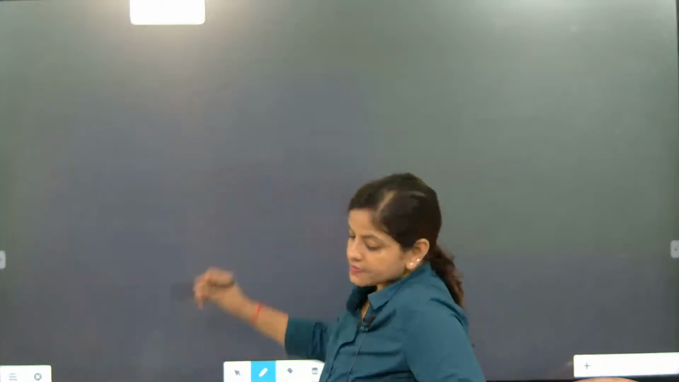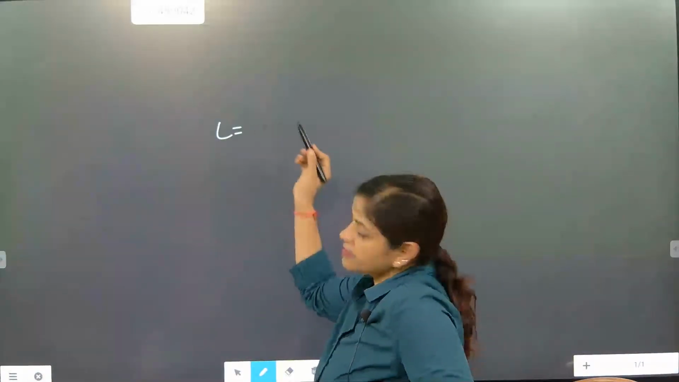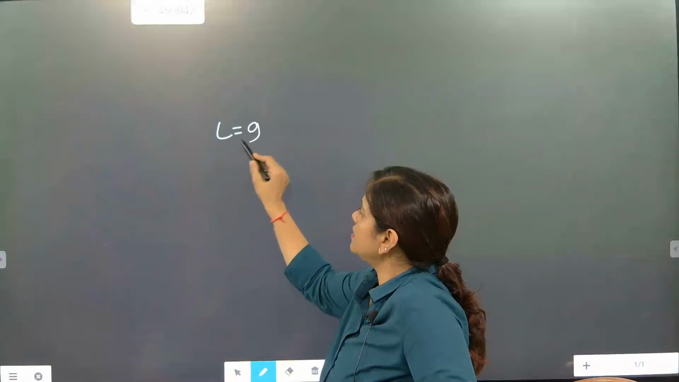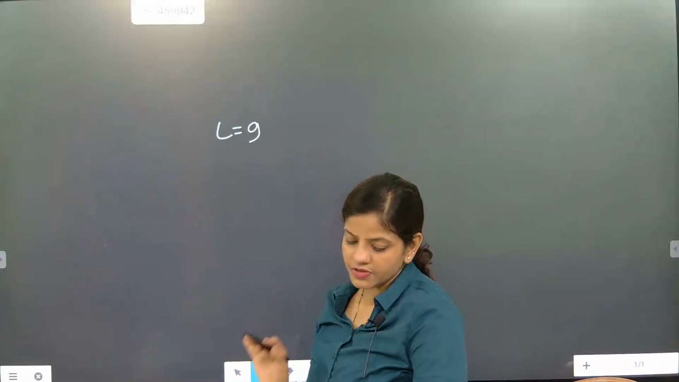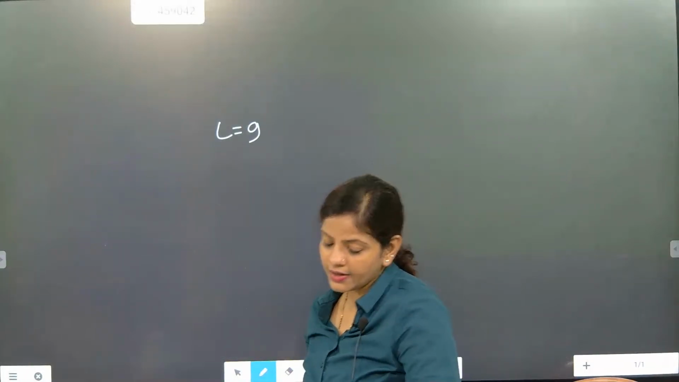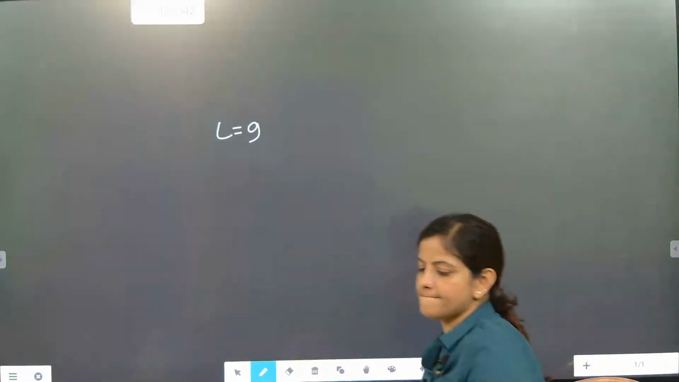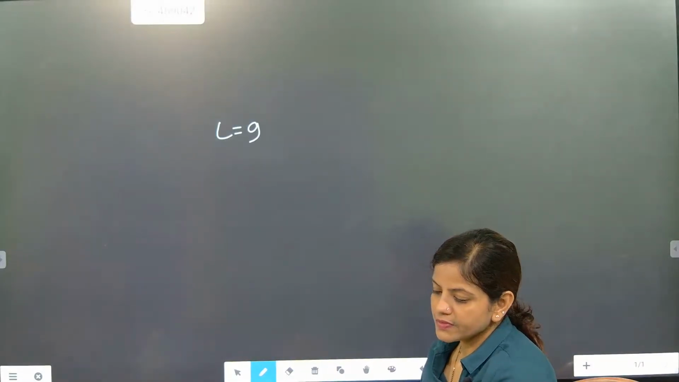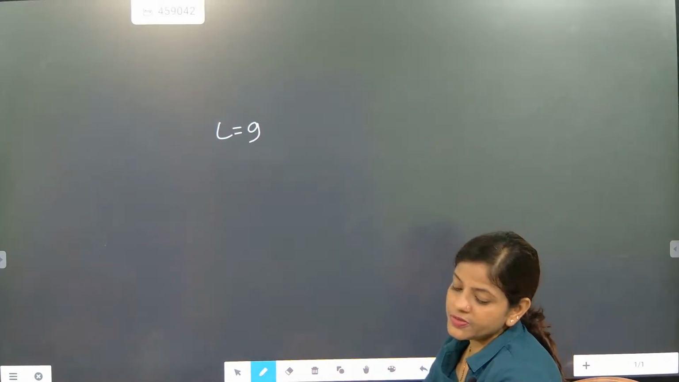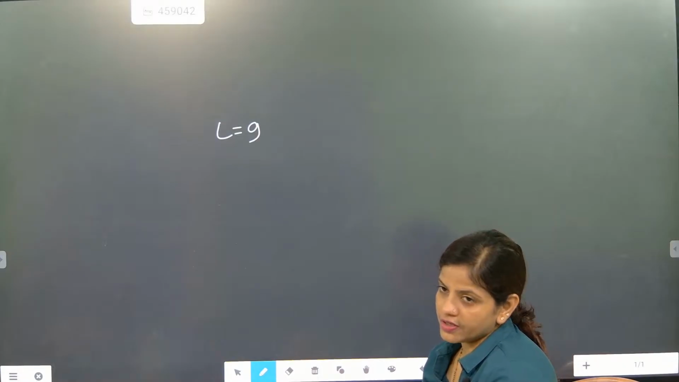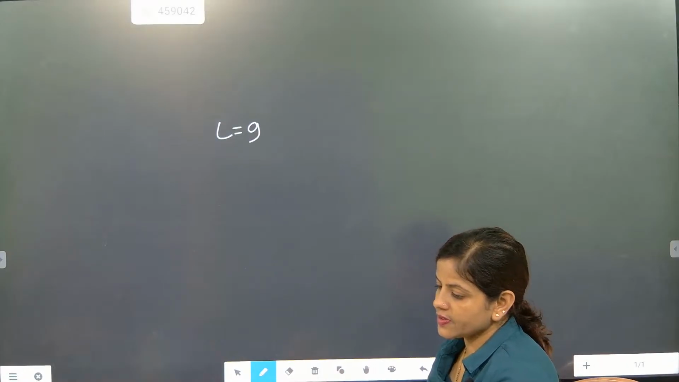So if the latus rectum is given to you, latus rectum is given to you as 9. Okay. Latus rectum is given to you, how much, beta? 9. 4 into a. So 9 by 4 will become a.